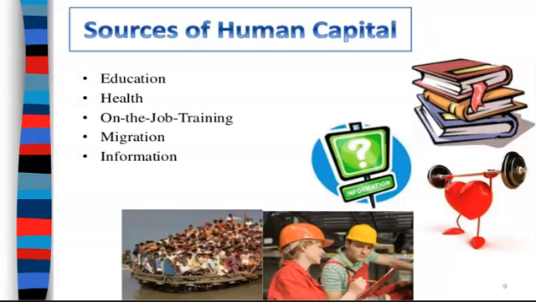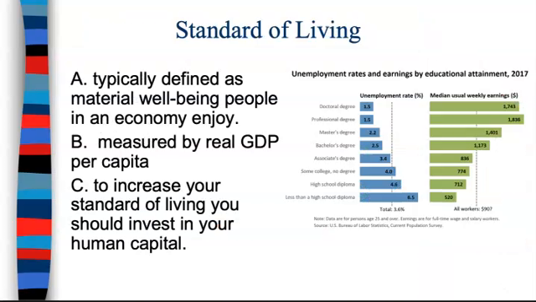Now, the second thing that can help out productivity is a standard of living. Now, the standard of living is typically defined as the material well-being of people in a certain economy that they enjoy. Now, we can measure the standard of living in any particular area by measuring what is called real GDP and real GDP per capita. What this tells us is how much a person typically makes compared to other years and taking out inflation.